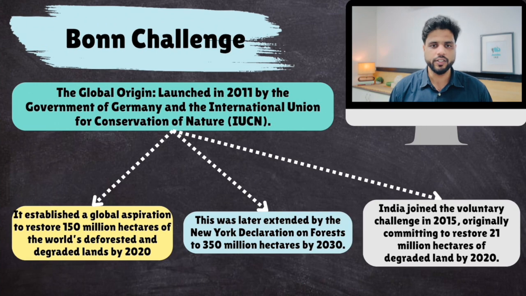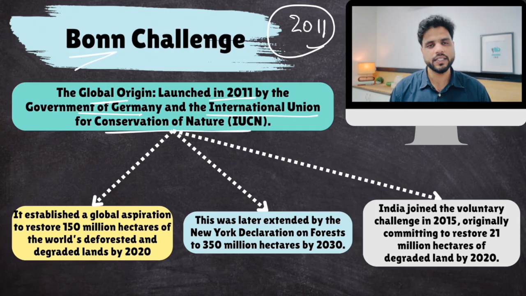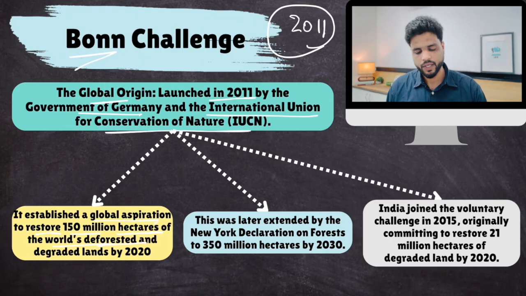But first, let's talk about the Bonn Challenge. So it was not launched in 2015, sorry, 2011. 2015 is the time when India joined it. So it was launched in 2011 by the government of Germany, because Bonn is a city in Germany, and the International Union for Conservation of Nature, IUCN. It established a global aspiration to restore 150 million hectares of the world's deforested and degraded lands by 2020. Okay.